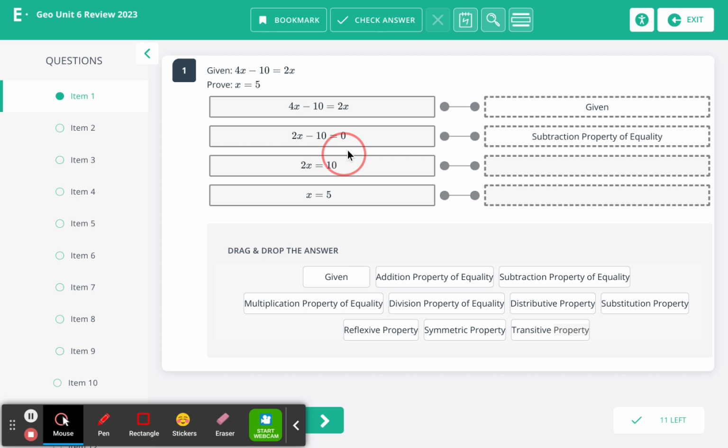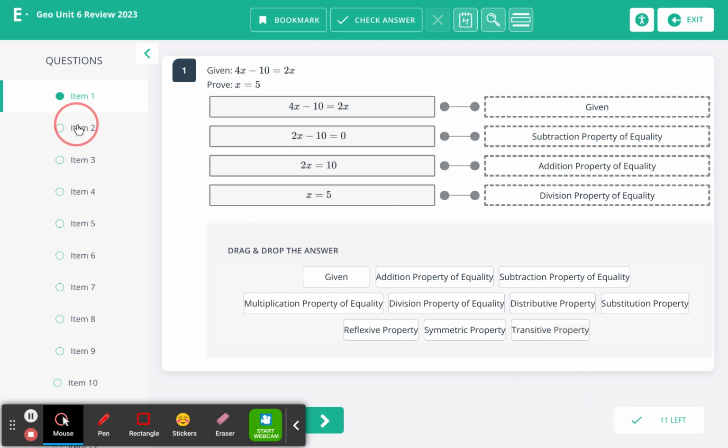We then, all of a sudden, go from 0 to 10 on the right, and that minus 10 went away on the left side. So we added 10 to both sides. So that's the addition property of equality. And lastly, we went from 2x equals 10 to x equals 5. Well, just think about what step you would do to solve this equation. You'd divide both sides by 2, which is what we did. We divided both sides by 2. So that's the division property of equality. All right. That takes care of the first one.